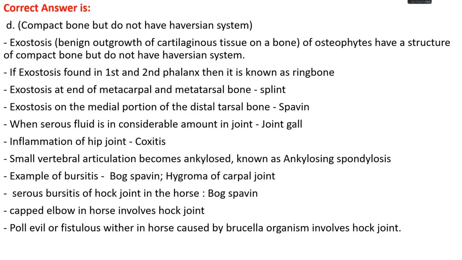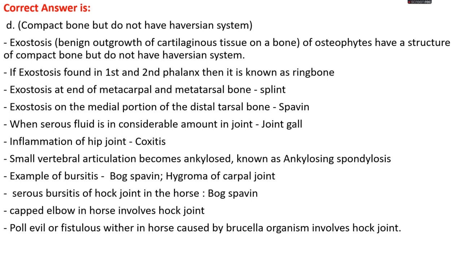If exostosis occurs on the medial portion of the distal tarsal bone, that is known as spavin. When serous fluid is in considerable amount in a joint, that is known as joint gall. Where there is an inflammation of the hip joint, that is known as coxitis. When small vertebral articulations become ankylosed, that is known as ankylosing spondylosis.